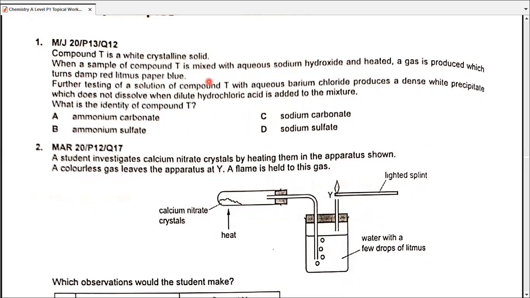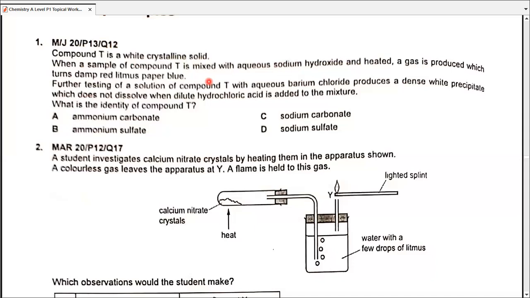Compound T is a white crystalline solid. अमोनियम कार्बोनेट सोडियम कार्बोनेट तो नहीं हो सकता, सोडियम सल्फेट भी नहीं हो सकता, hopefully. When a sample of compound T is mixed with aqueous sodium hydroxide and heated, a gas is produced which turns damp red litmus paper blue.